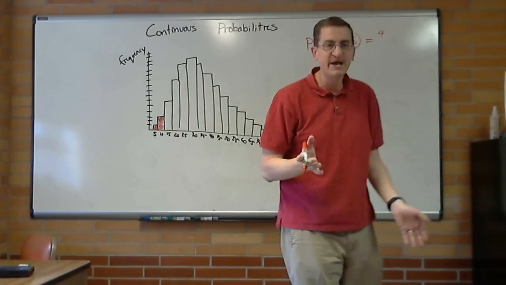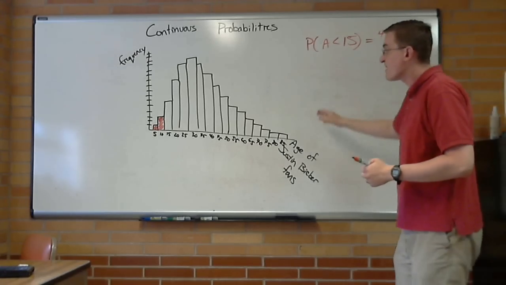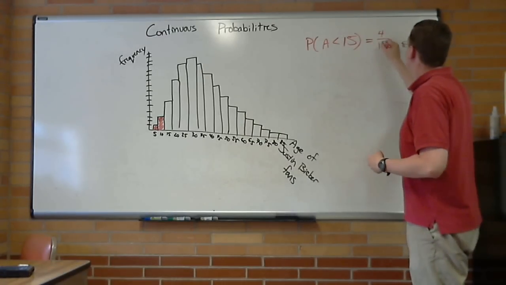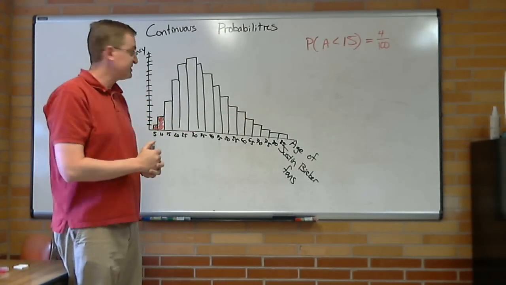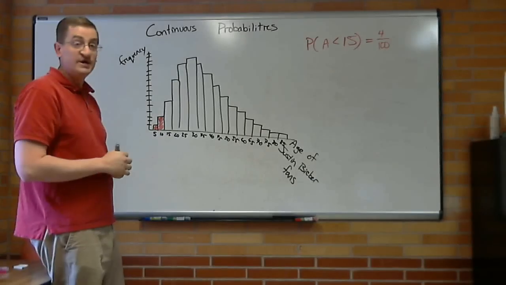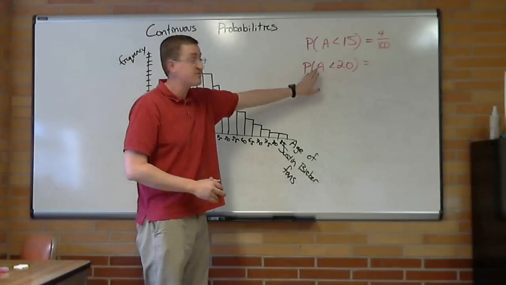But 4 can't be the right answer. 4 isn't a probability between 0 and 1. It's 4 out of the total here. How many are there total? 100. At least if I was really good at drawing histograms, it would look like 100. I tried to make it 100, but some of my lines are a little off. 4 out of 100.